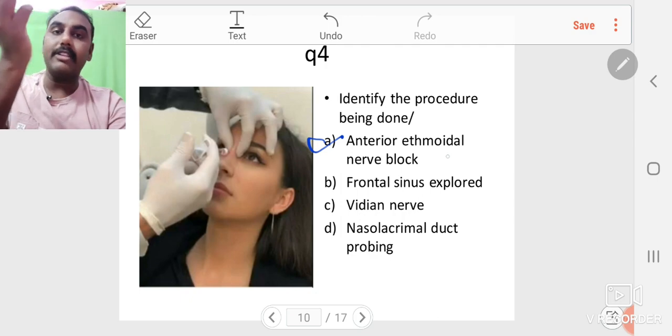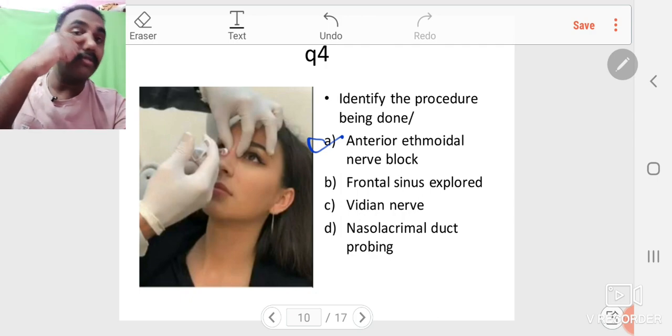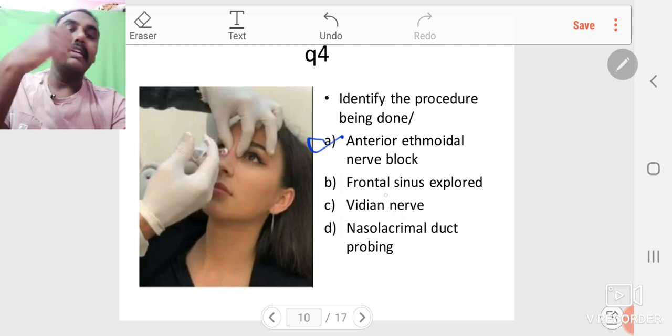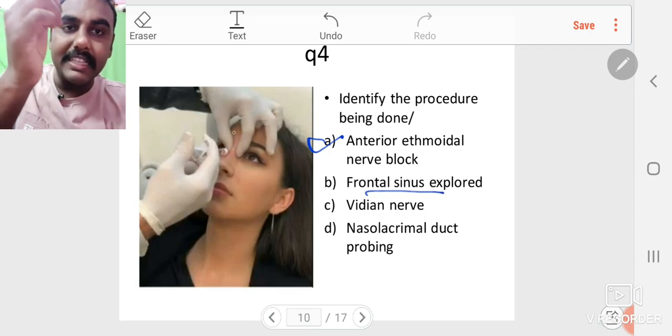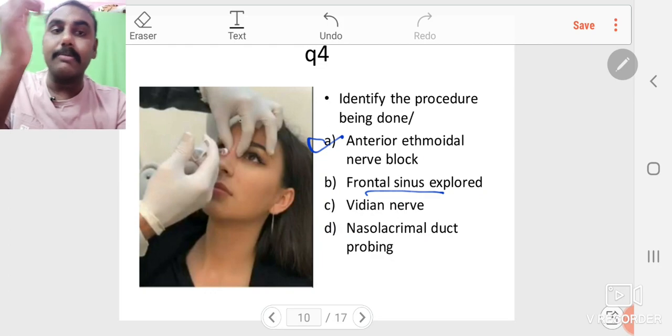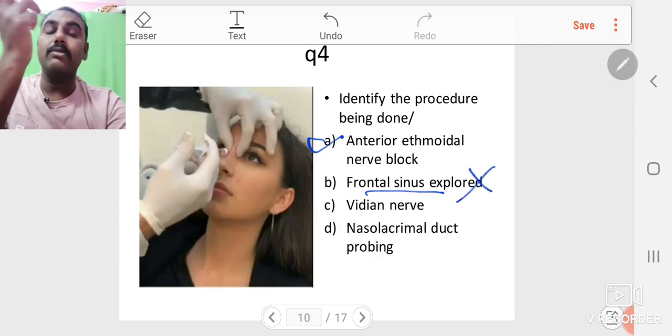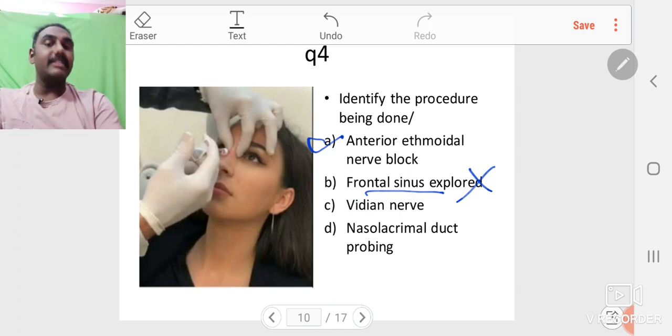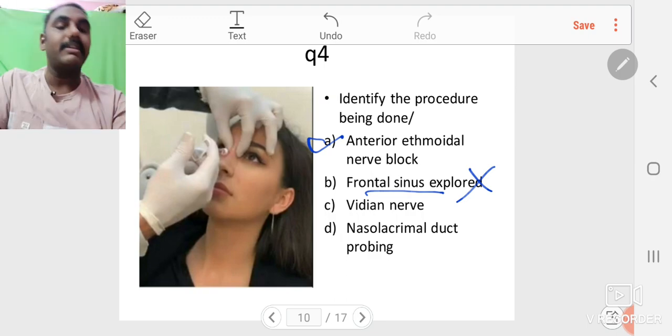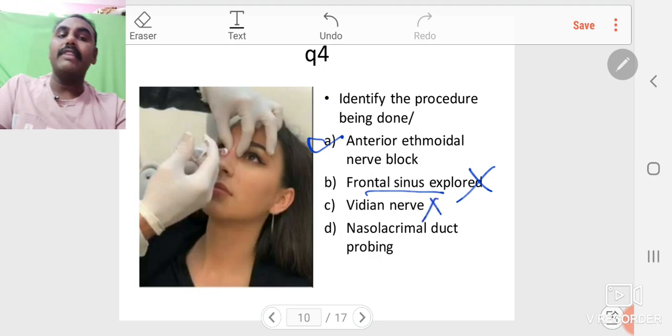Yes, we can keep it as option A since the anterior ethmoidal nerve runs over this area. Can it be the frontal sinus? The frontal sinus is here, maybe the examiner's thumb is pointing towards the frontal sinus, but not the needle. So, we have to rule out the frontal sinus. Can it be the median nerve? The median nerve never comes anteriorly, it never runs over the skin area, it runs behind it. So, you rule out the median nerve also.